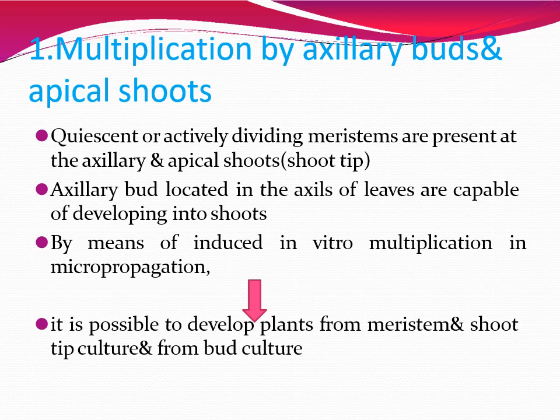So it is possible to develop a new plant from meristem or shoot tip culture or from bud culture. That is, a new plant can be developed from the chosen explant. It can be a meristem, it can be a shoot tip culture, or it can be a bud culture.